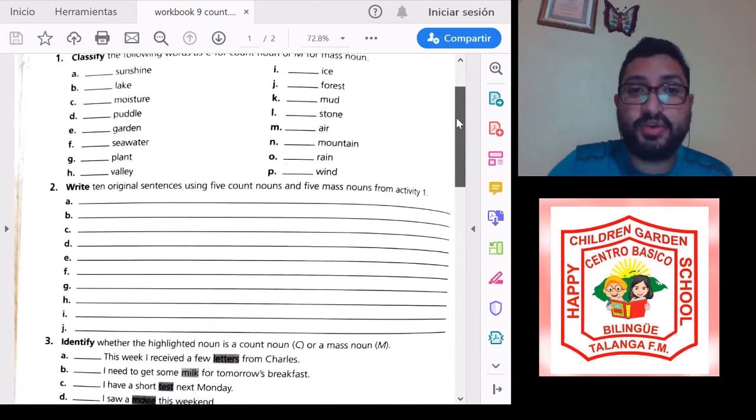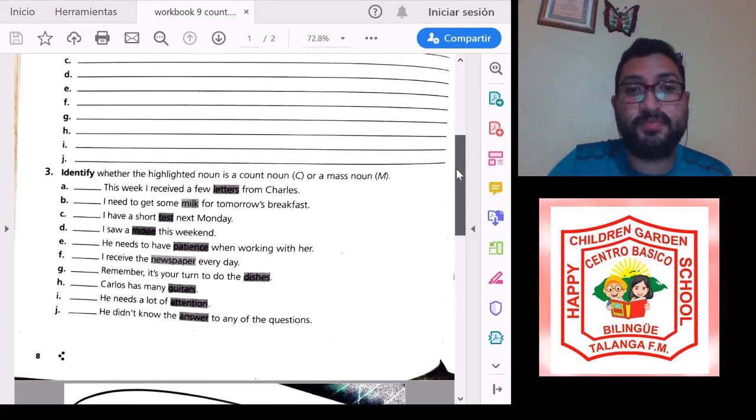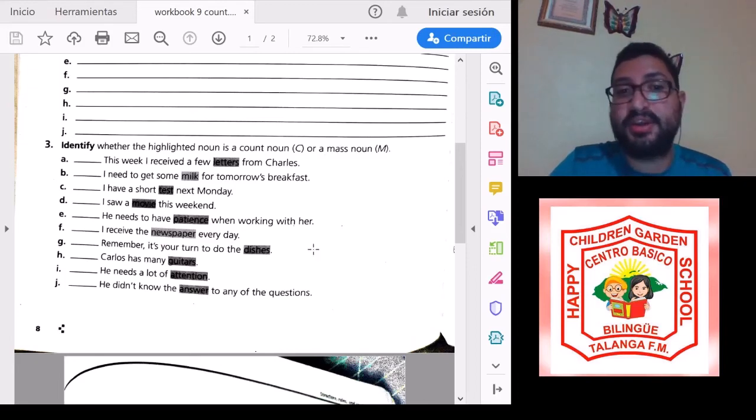The nouns are going to be over here. So you're going to know what nouns are count and what nouns are mass. Then we're going to identify these nouns over here, writing either C for count or M for mass.